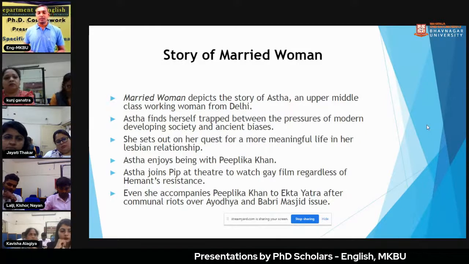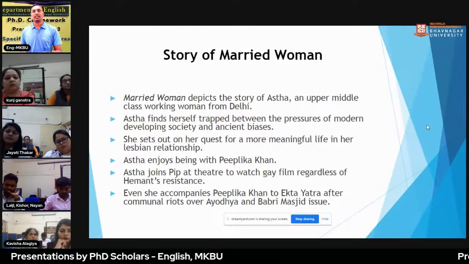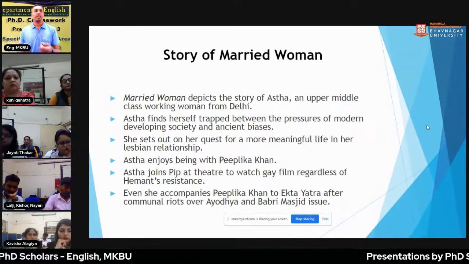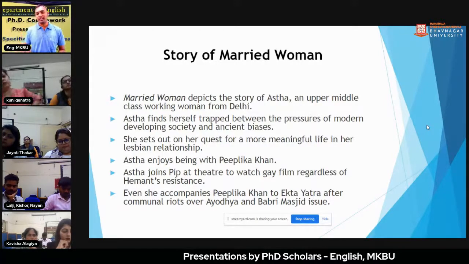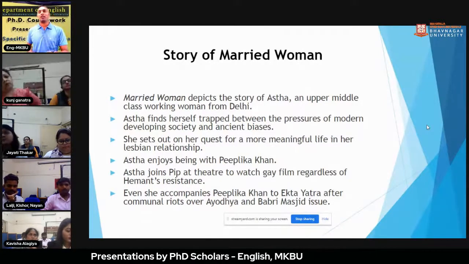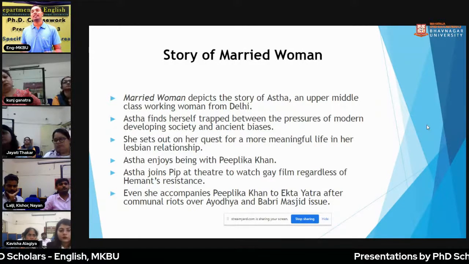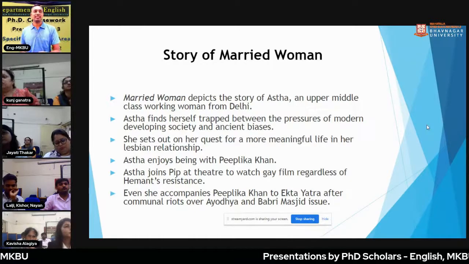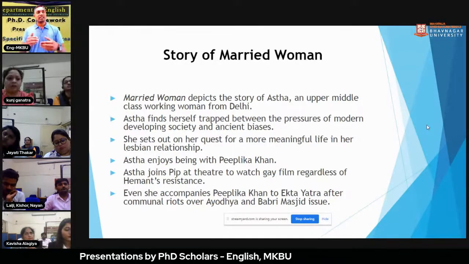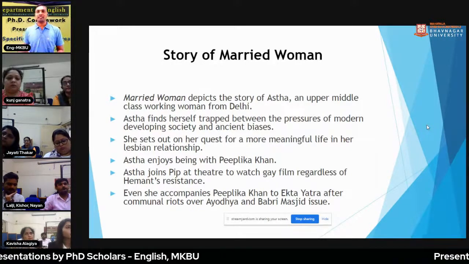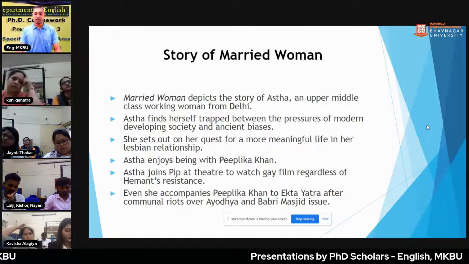Now in this particular story, she wants to accompany Piplika Khan for the Ekta Yatra. Ekta Yatra connotes unity, fraternity and brotherhood between Hindus and Muslims after that communal riot. But Hemant, thinking of her as a woman, does not allow her and resists her going. The reason being, she cannot be a political character. That is his point of view. So one way or the other, certain restrictions are put on Astha one after another. That is what we will find here.